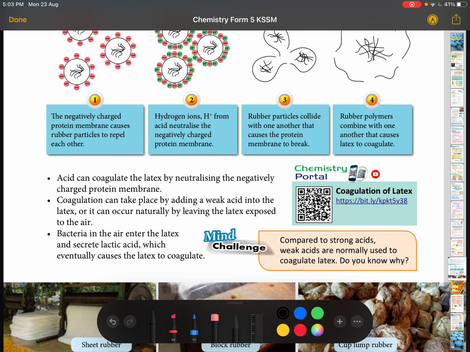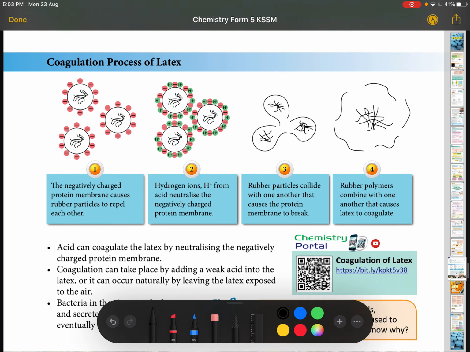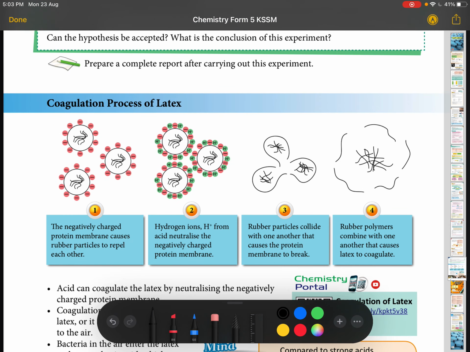But you can also leave the latex alone and it will coagulate by itself, because there are bacteria in the air, and when the bacteria enter the latex, they end up releasing lactic acid. So it's an acid as well, so it also has hydrogen ions. So these hydrogen ions go to the membrane and neutralize it.